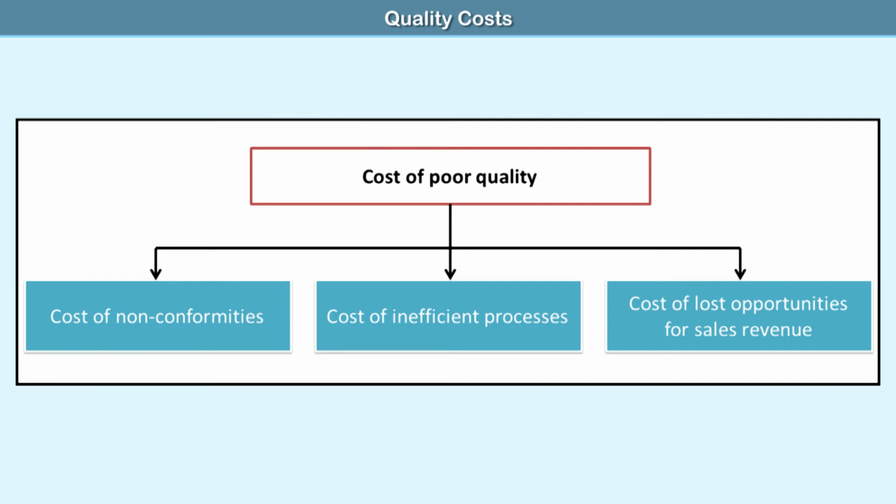Costs of quality. Costs of poor quality. Costs of finding and correcting defective work. Costs of poor quality can be categorized into cost of non-conformities, cost of inefficient processes, cost of lost opportunities for sales revenue.